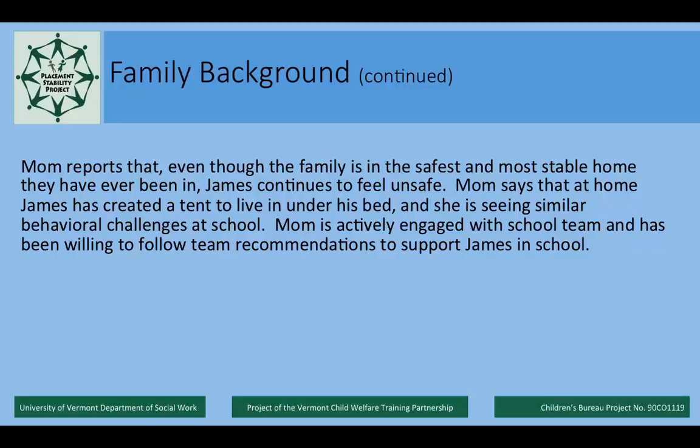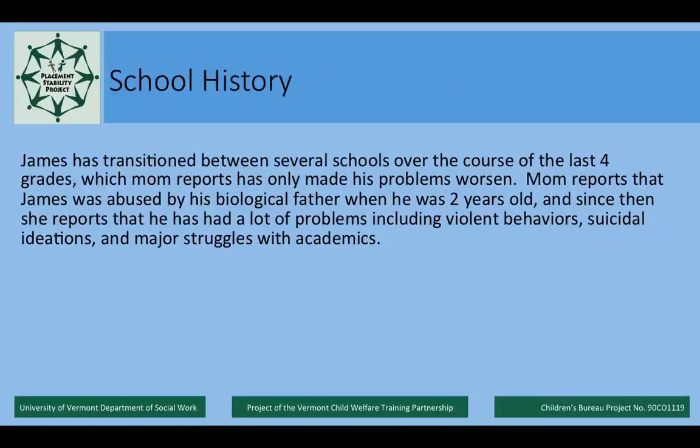James's school history. James has transitioned between several schools over the course of the last 4 grades, which Mom reports has only made his problems worsen. Mom reports that James was abused by his biological father when he was 2 years old, and since then, she reports he has had a lot of problems including violent behaviors, suicidal ideations, and major struggles with academics.